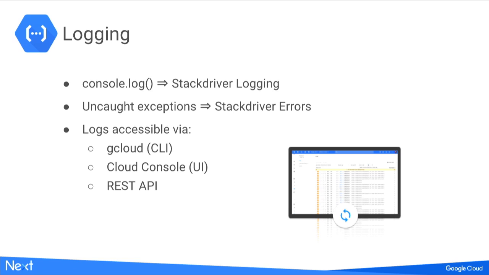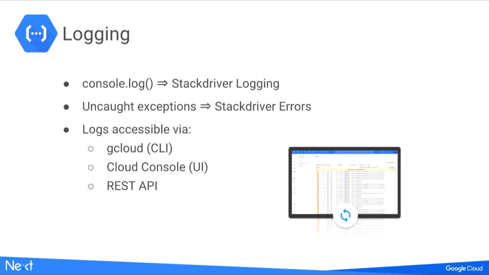So from your Cloud function, you just write a console.log command as you would do normally, as you would do anywhere else. We will capture that and write it to Stackdriver Logging. From Stackdriver Logging, you can do a bunch of interesting things. You can pipe those logs to BigQuery. You can set up a filter to pipe those logs to a Cloud Pub/Sub topic and have another function execute in response to that.